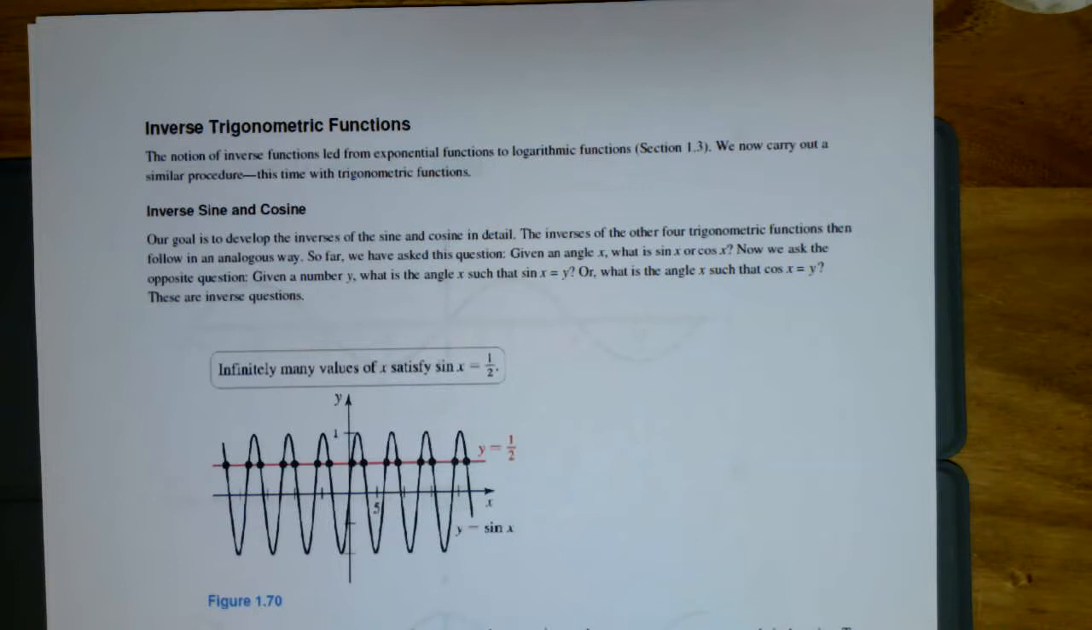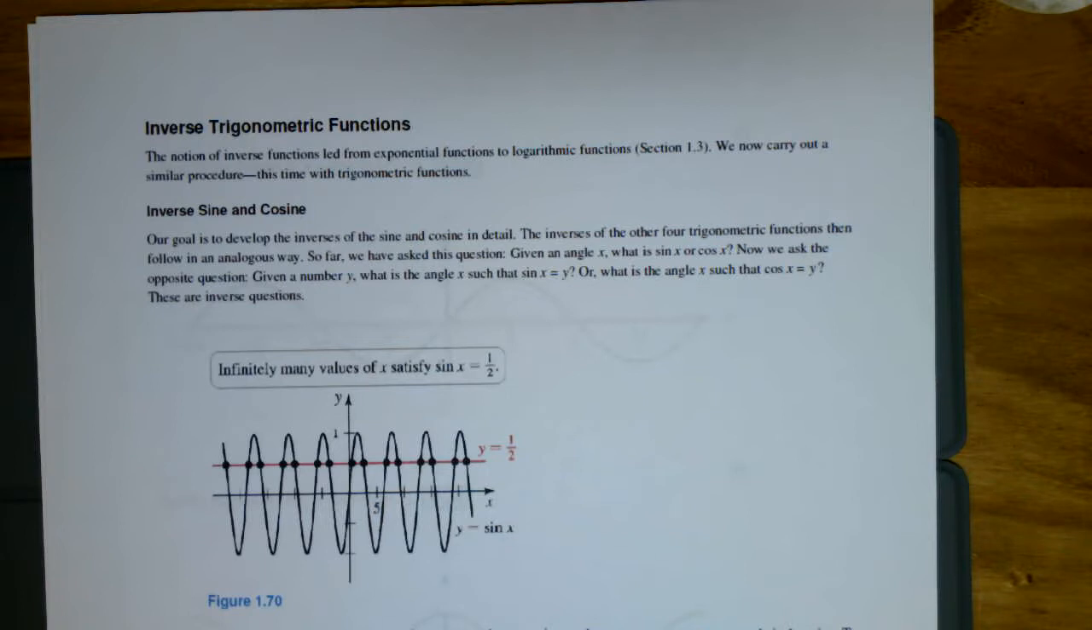So far, we've already asked this question: if you're given an angle x, what would be the sine of x or the cosine of x? Now, this time, we're going to ask the question in an opposite way. Let's say we are given the number y. What is the angle x such that the sine of x is equal to y? Or what will be the angle x such that the cosine of x is equal to y? Those are just a couple of inverse questions.